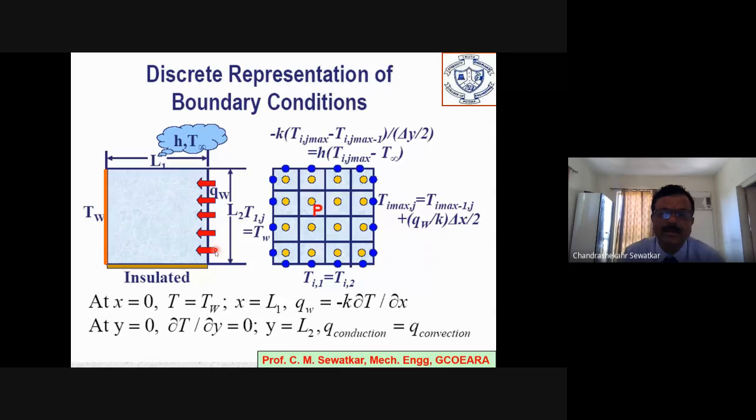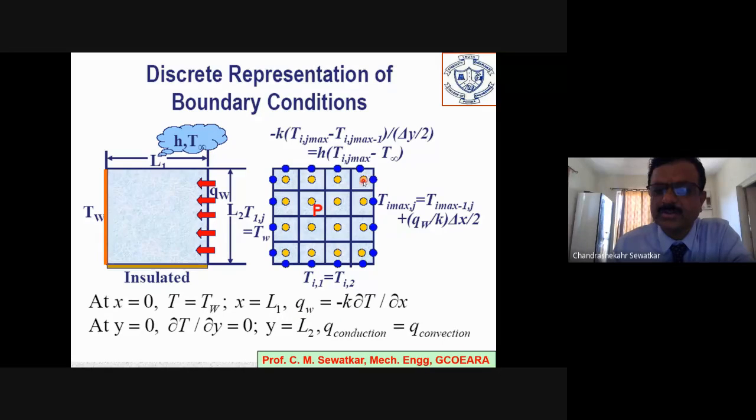Here my boundary condition is again similar. Only thing is that I have the boundary like this now. It is qw equal to minus k dT/dx. So dT/dx is equal to qw upon minus k. So how do I implement dT/dx now? I can take the difference between this temperature and this temperature divided by the distance between the two. That becomes dT/dx, and that dT/dx is equal to qw upon minus k.